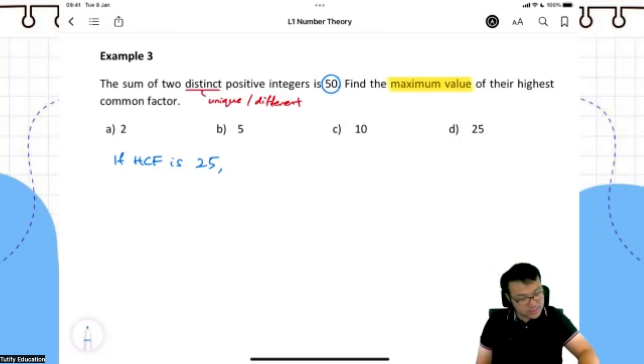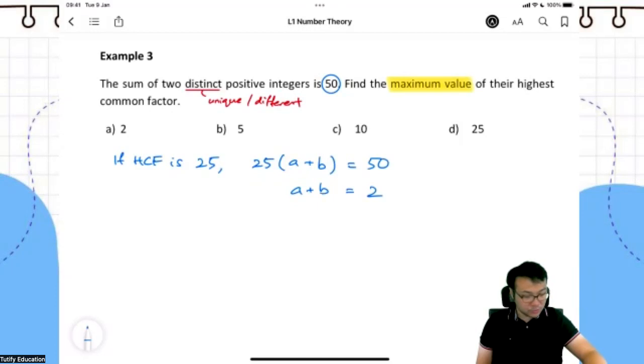Okay, so let's do some testing. I take the highest common factor and I do the same thing that I did just now, but I do not know what these two numbers are. I don't even know what the original numbers are. I'm just going to call them A and B. And the question says that the total sum is going to be 50. So Nicholas, 25 times (A plus B) equals 50. Can you tell me what is the value of A plus B? 2. 2, definitely.